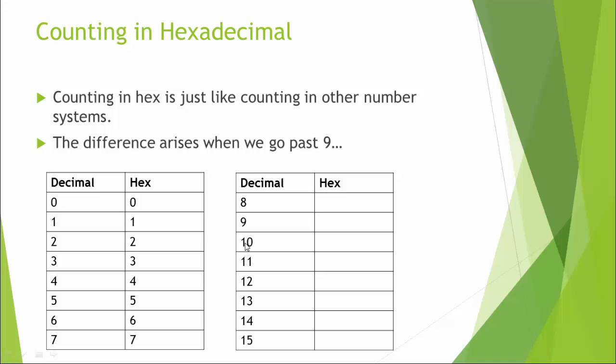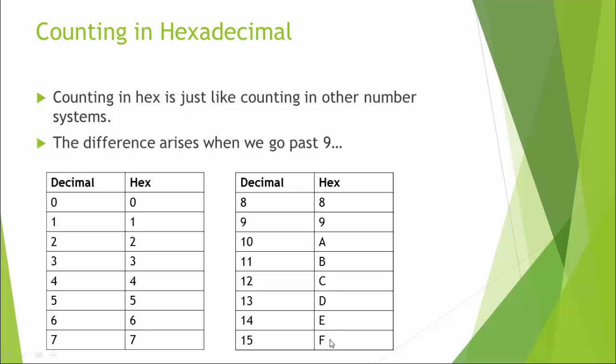The difference comes when we get to decimal 10. In hex, we don't reset. We don't move to a second digit. We can still represent 10 with one digit. So what do we do? We, of course, choose A. And from there, it's B, C, D, E, F.